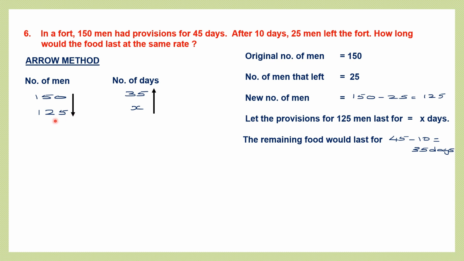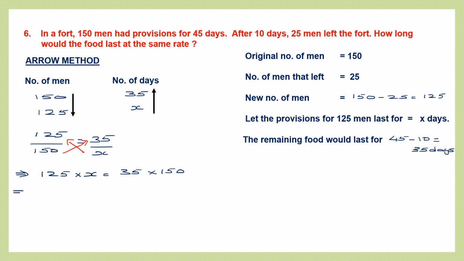So now to form our equation, look at the number that's closest to the arrowhead. So here we have 125 by 150, and this is equal to 35 by x. So cross multiply x and 125 and 150 and 35. So now what do we have? We have 125 into x is equal to 35 into 150.